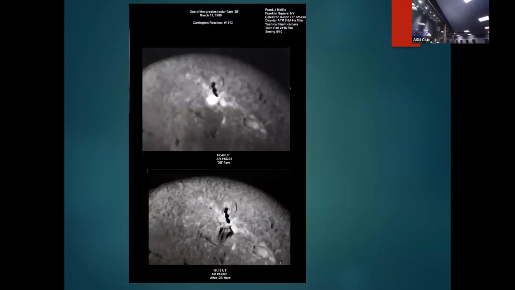Now, the largest flare. I've been observing the sun for almost 40 years, and I was waiting to see the largest flare that I can witness. So far, the largest flare I ever saw was back in March 1989, 35 years ago. This group here, Carrington rotation, active region 155.95.